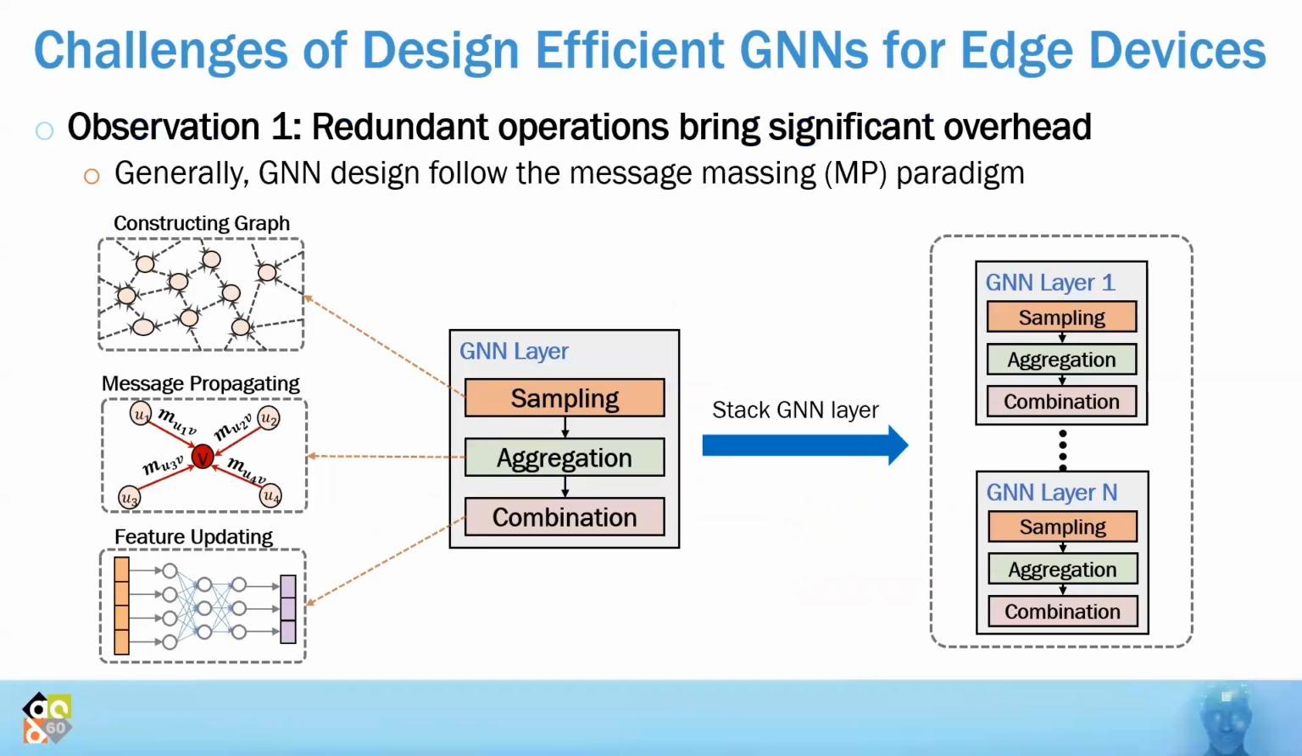Observation 1. Redundant operation brings significant overhead. Generally, GNN design follows the message passing paradigm. Each GNN layer includes some basic operations such as constructing a graph through sampling operation, performing aggregation operation on the graph to complete message propagation, and performing combination operation on all nodes to complete node feature updates. By stacking GNN layers, a complete GNN model is generated.